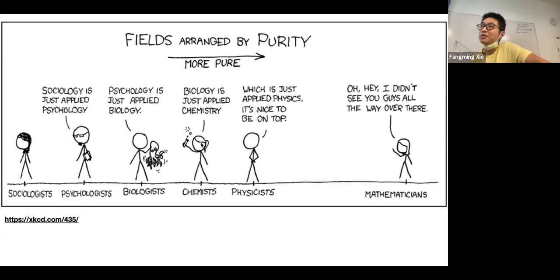And then chemists say all living organisms are made of molecules and stuff, and biology is just applied chemistry. Then you can go on and on. Physicists think everything is physics, and mathematicians don't even care about anything. So yeah, that captures the arrogance of a lot of scientific topics and how people think about things.